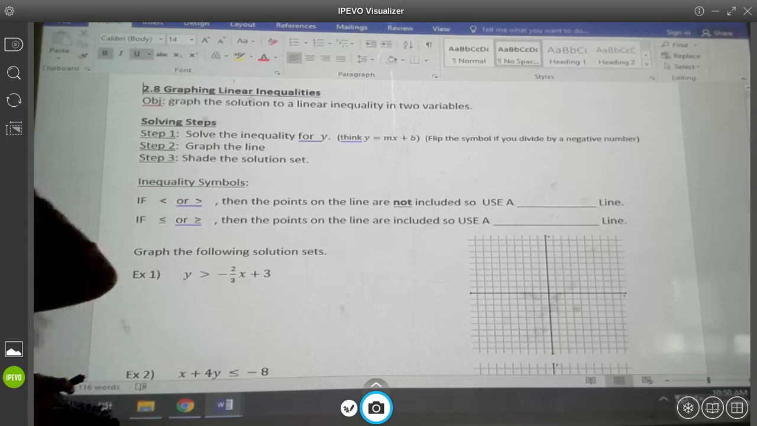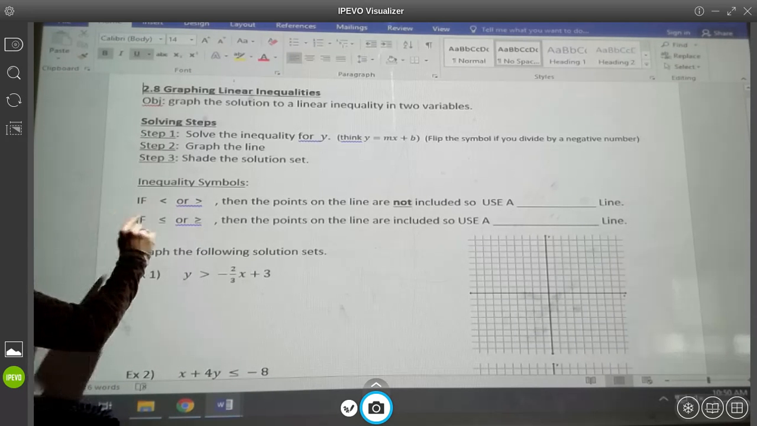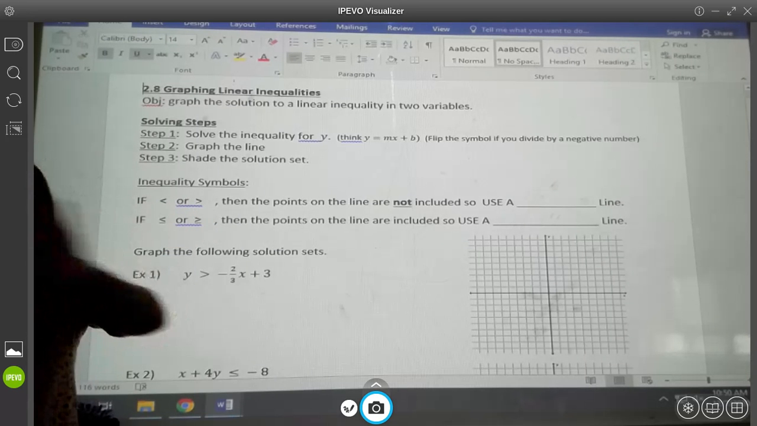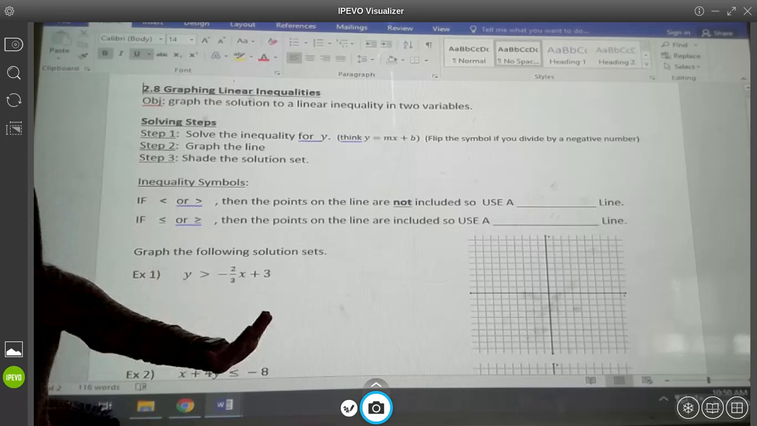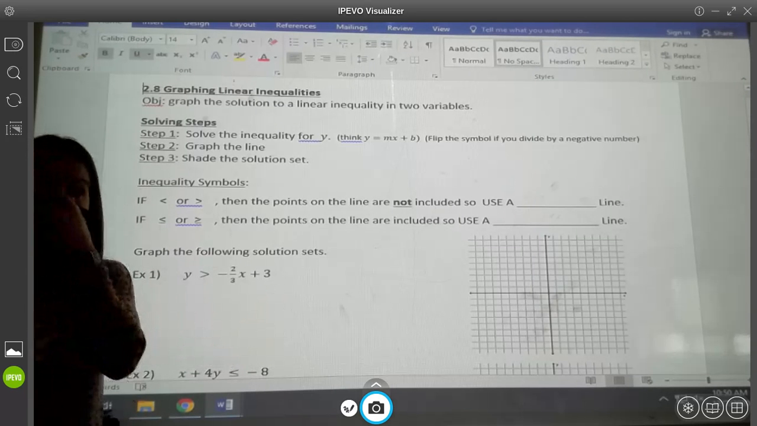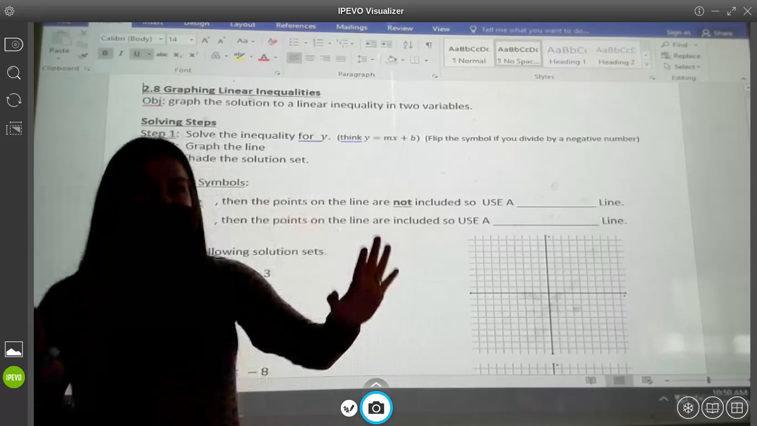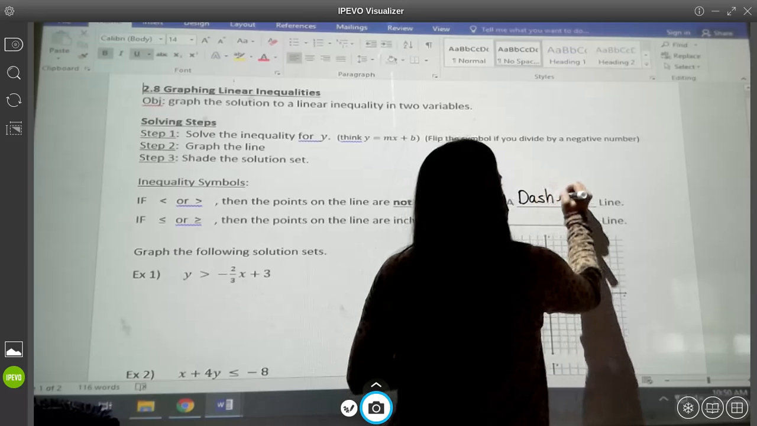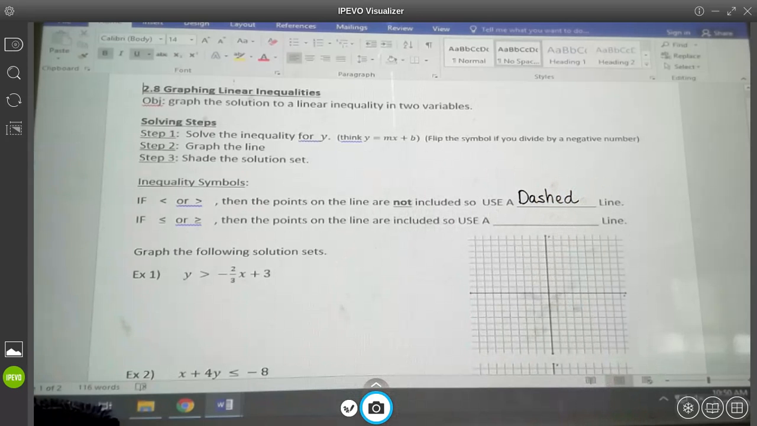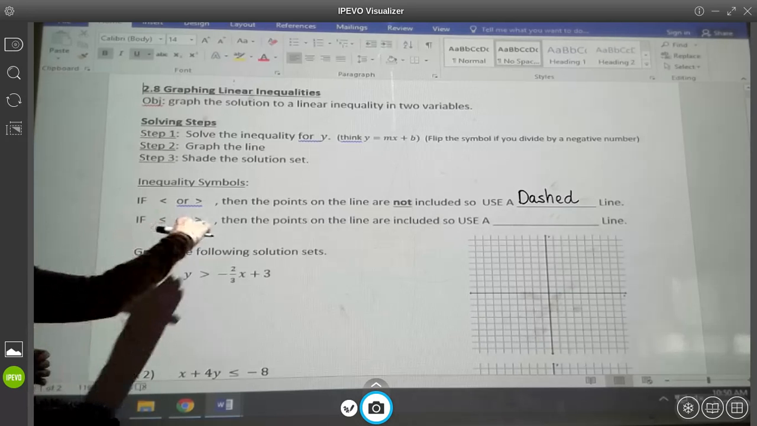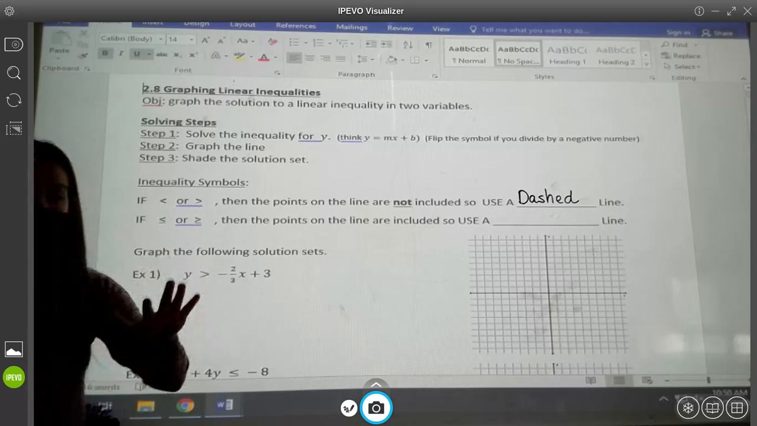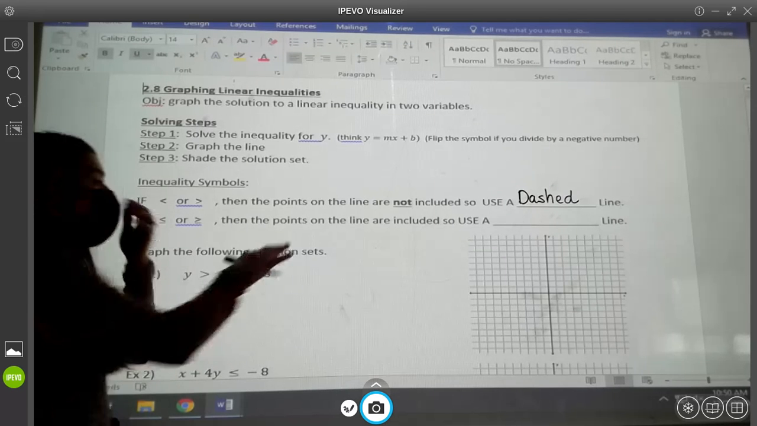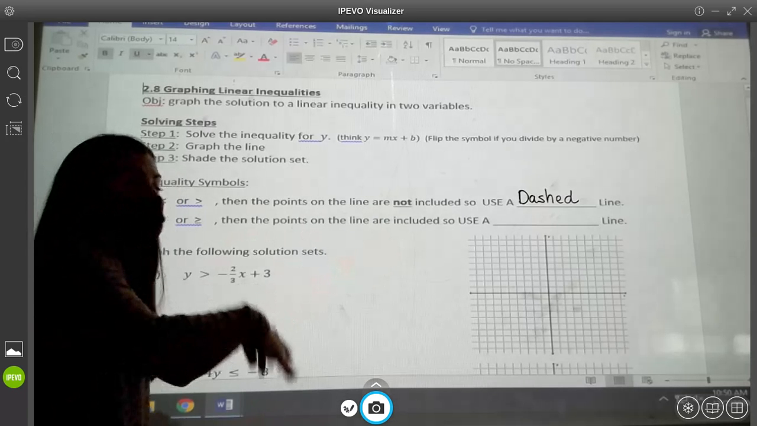All right, just to give you a heads up, if the problem uses a less than or greater than symbol, that means the points on the line itself are not answers. So you're not allowed to include them as answers. So the way we show that these points are not answers is by using a dashed or dotted line, not a solid line. All right, and then if the problem uses a less than or equal to or a greater than or equal to, then the points on the line are included as answers. You're allowed to be equal to the points on the line. So then you want to use a solid line to show that those points are included as answers.